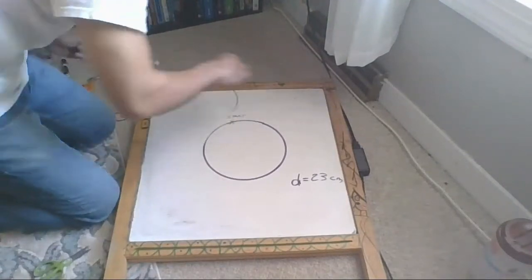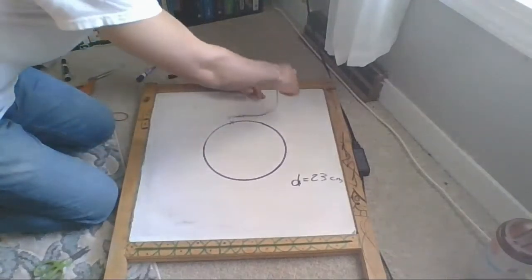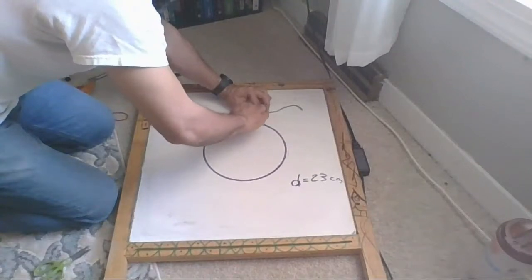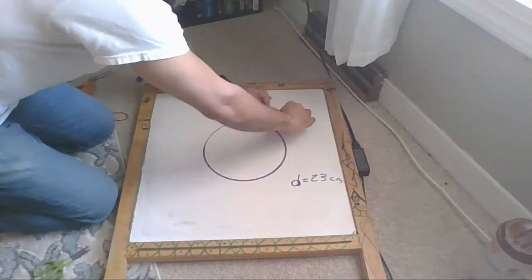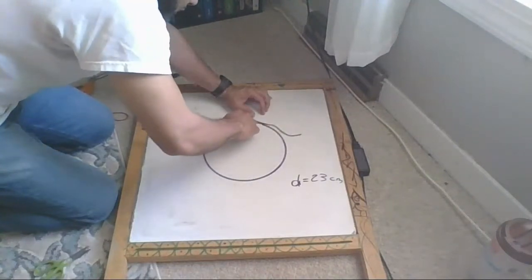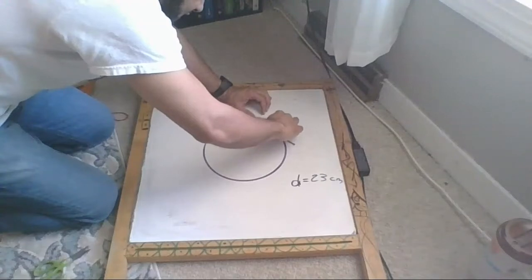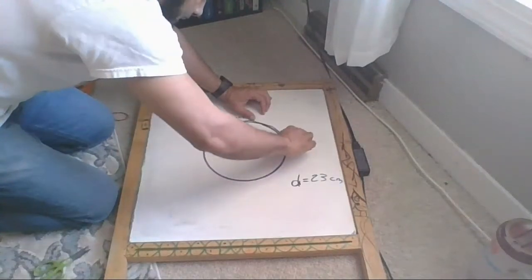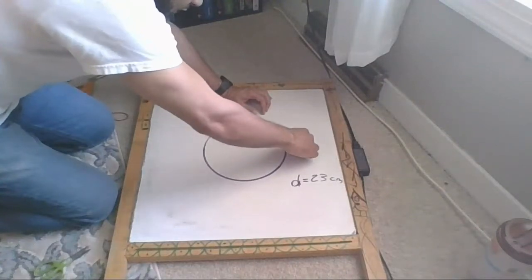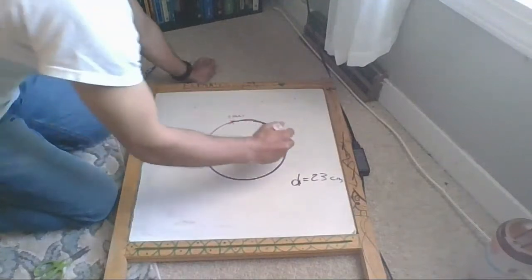Okay, then you're going to take your string and you're going to try and wrap it around your circle as best you can. So I'm going to take my string, place it here. I'm going to wrap it around my circle as close as I can. It's not going to be perfect, but you want to try and do it as best you can. All right, so it stops right about here. I'm going to make a mark here.